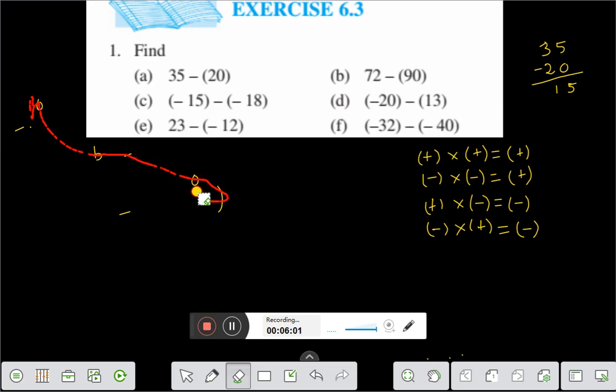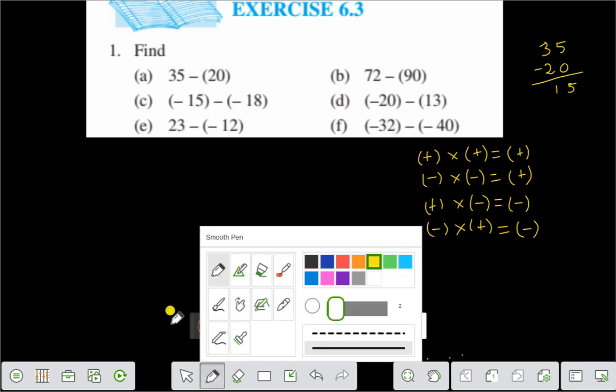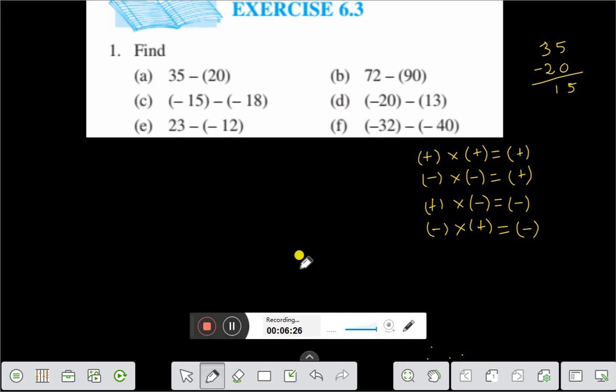Question number C, you see here. Question number C is minus 15 minus of minus 18.